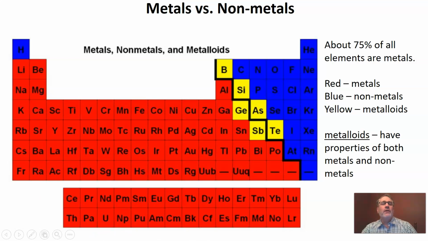If we were to look at metals versus nonmetals, the overall preponderance, most of the elements on the periodic table turn out to be metals. Everything that's shown here in red are actually metals. So 75% of all of these unique substances, 3 out of every 4, are going to be metals.